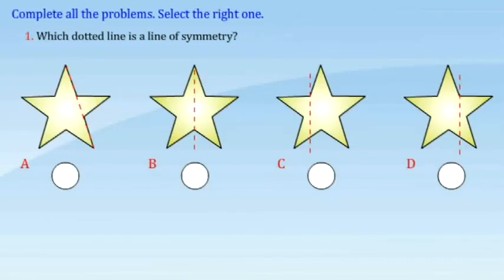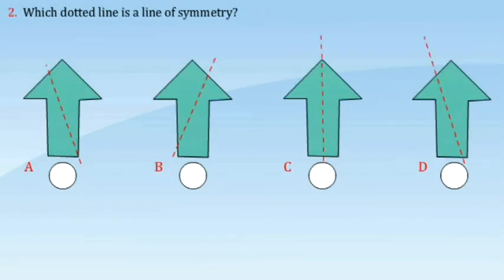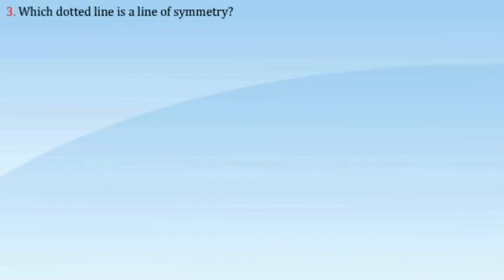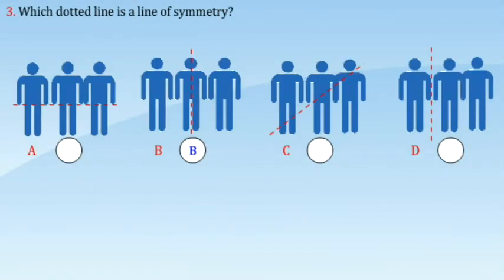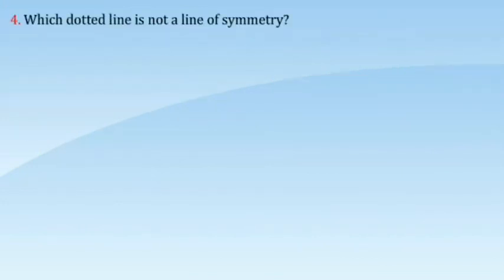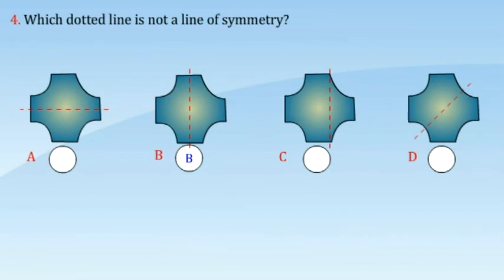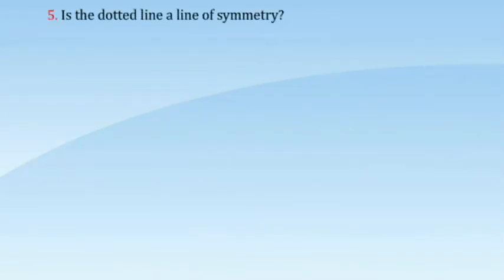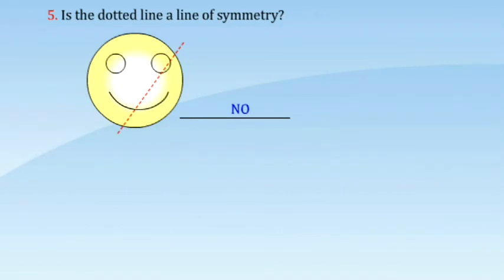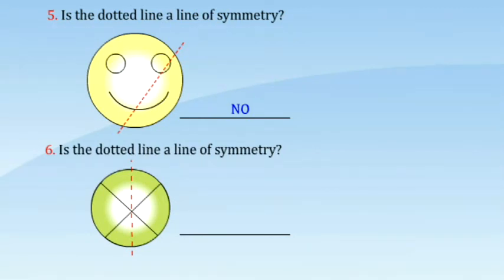Activity. Complete all the problems. Select the right one. Which dotted line is a line of symmetry? Which dotted line is a line of symmetry? Which dotted line is not a line of symmetry? Is the dotted line a line of symmetry? Is the dotted line a line of symmetry?